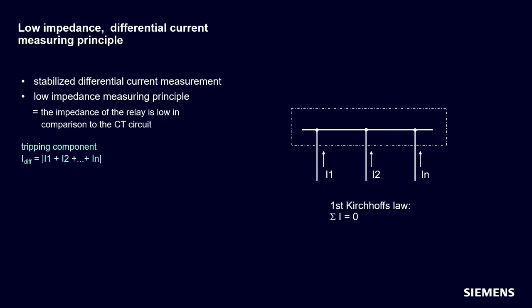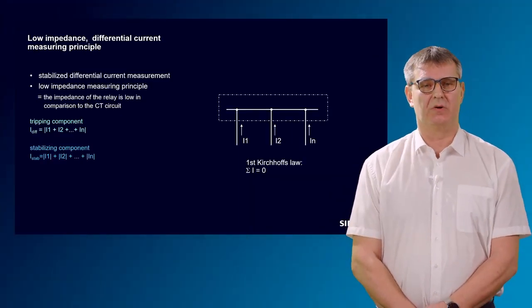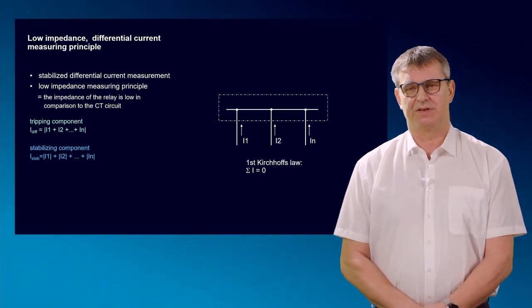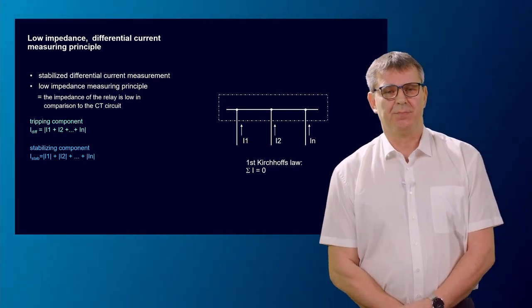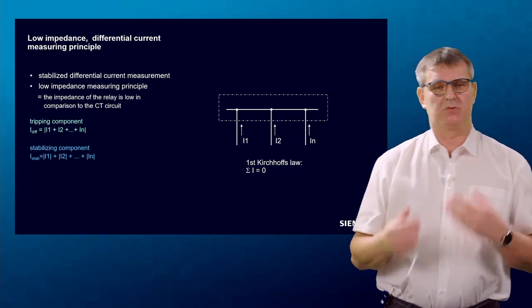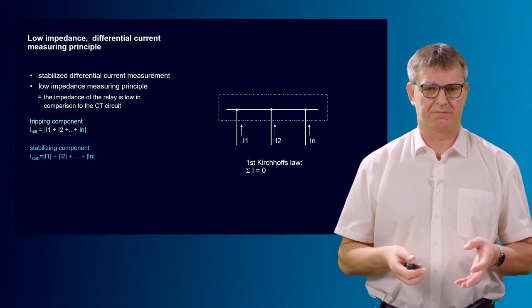We have a tripping component. The tripping component is a differential current, and the differential current is the absolute value of the sum over all currents, over I1, I2, and IN, depending on how many feeders and couplers you have in your system. And we have the stabilization component. That's the stabilization current, sometimes also called the restrain current. It's absolutely the same, which is built and calculated by the sum of the absolute value of I1, the absolute value of I2, and so on.